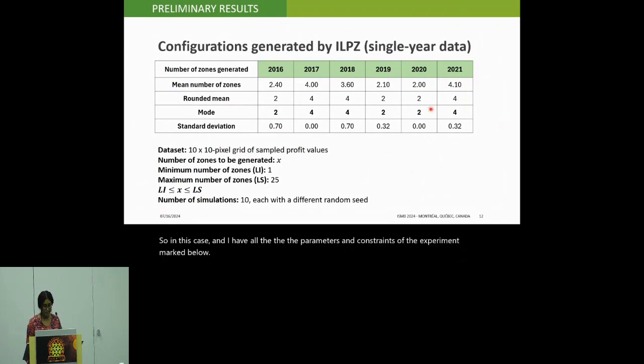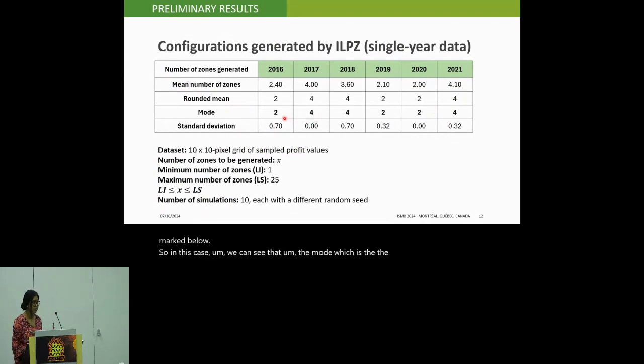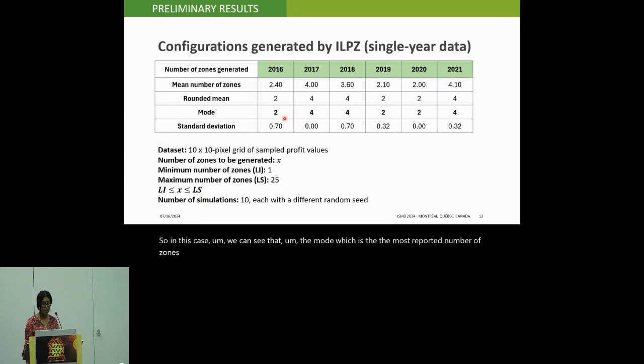So in this case, we can see that the mode, which is the most commonly reported number of zones, changed according to the year. In some years, it was mostly constant as you would rerun the experiment, whereas in other circumstances, it did vary a little bit. So there was a different configuration proposed depending on the number of times you ran the algorithm.